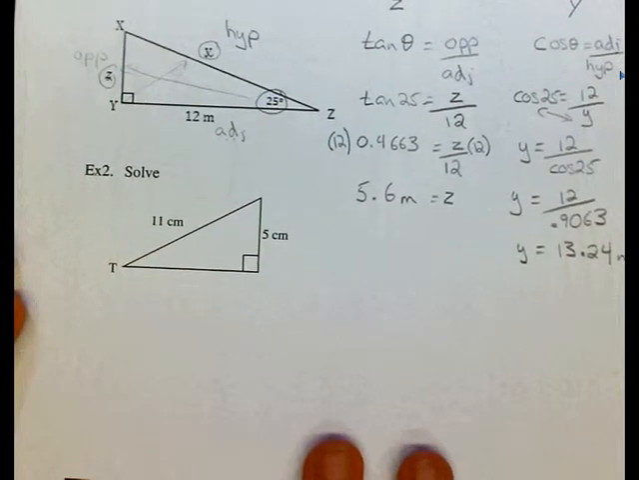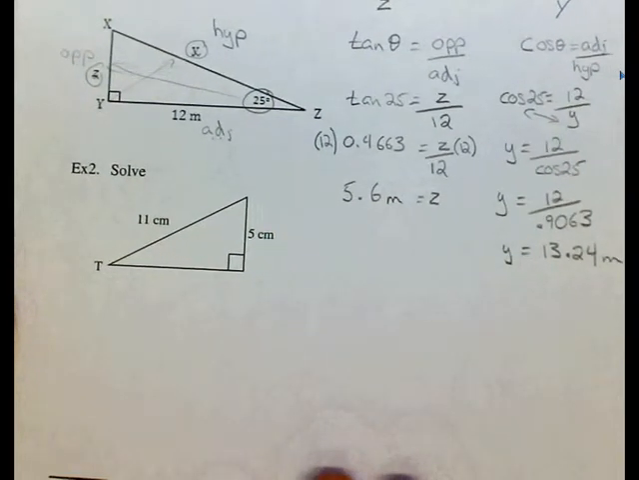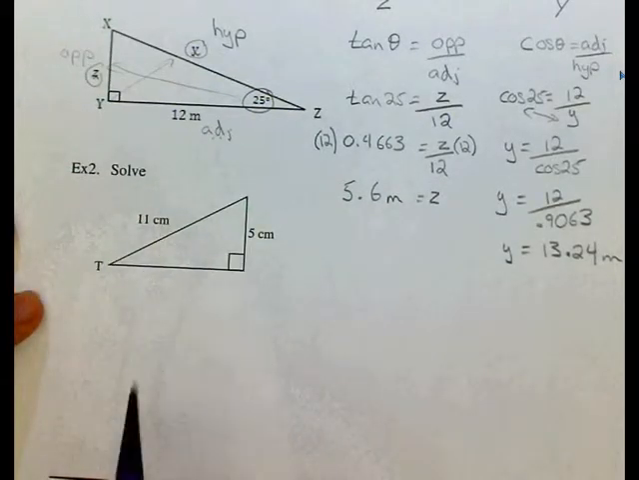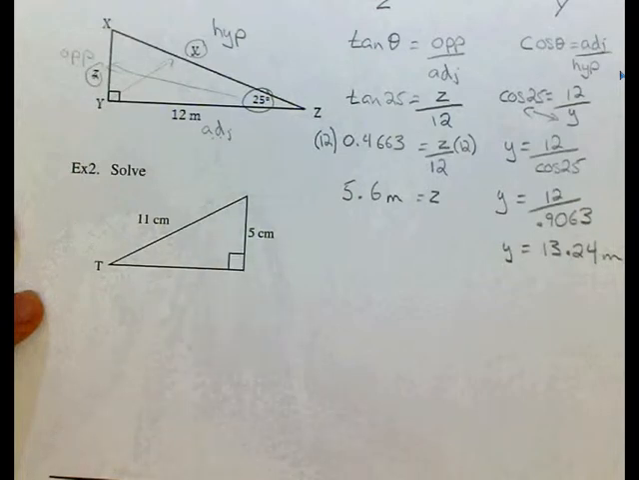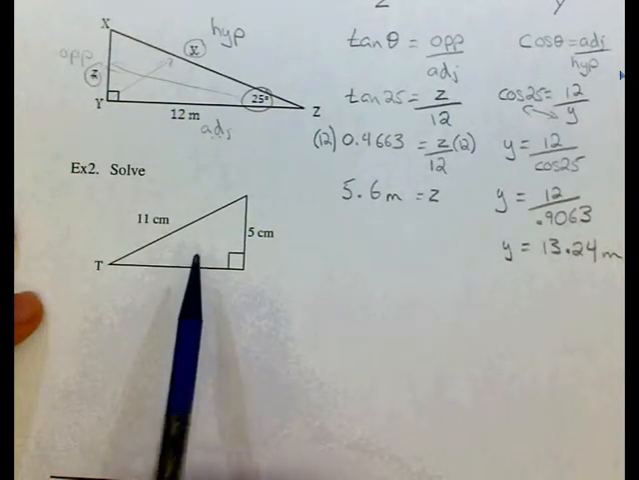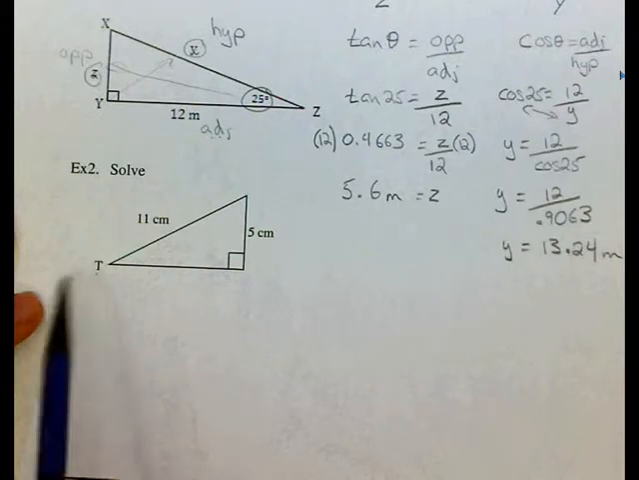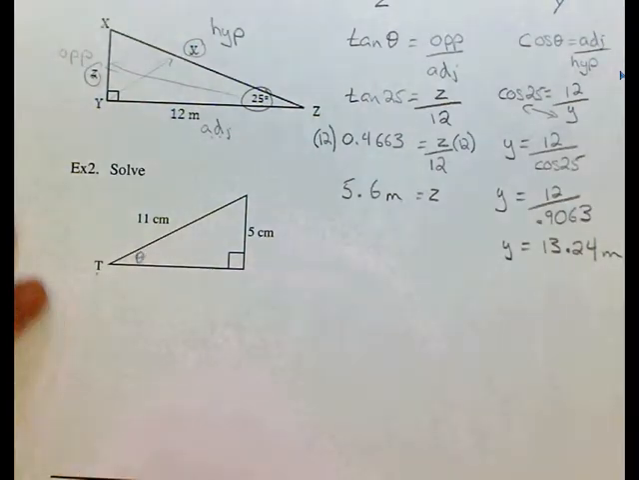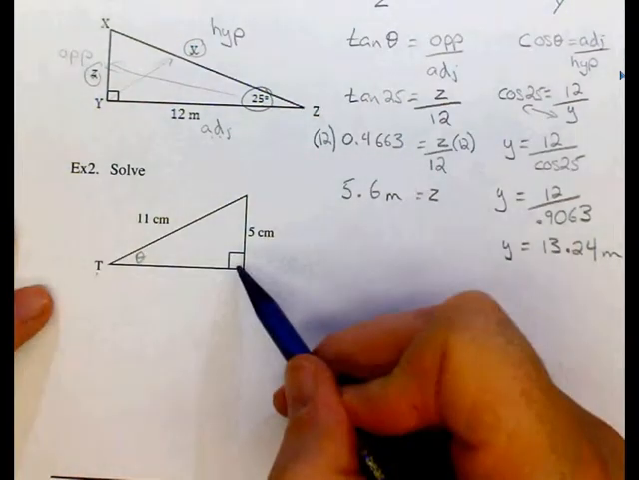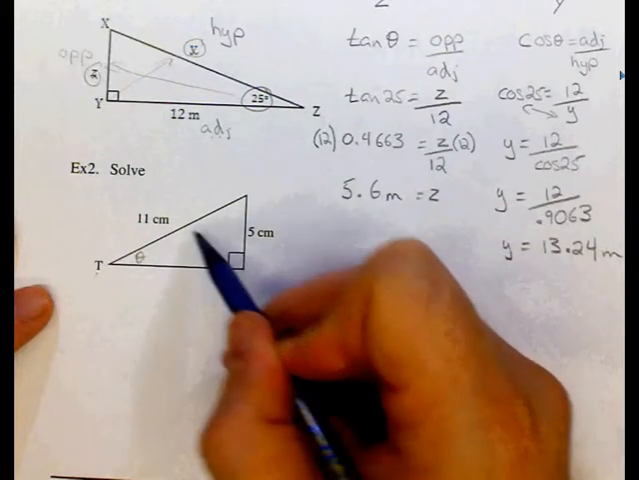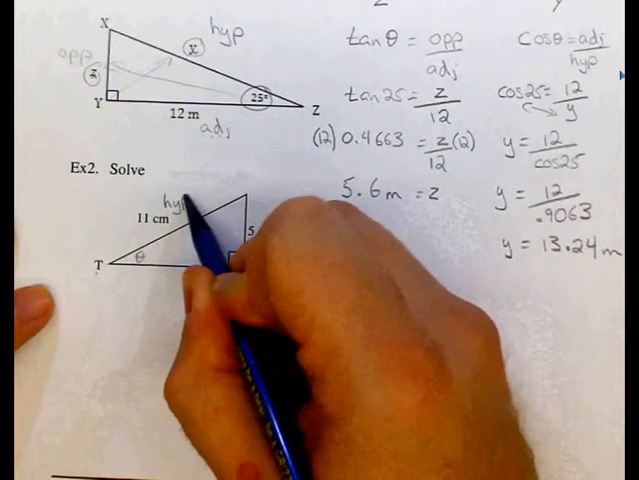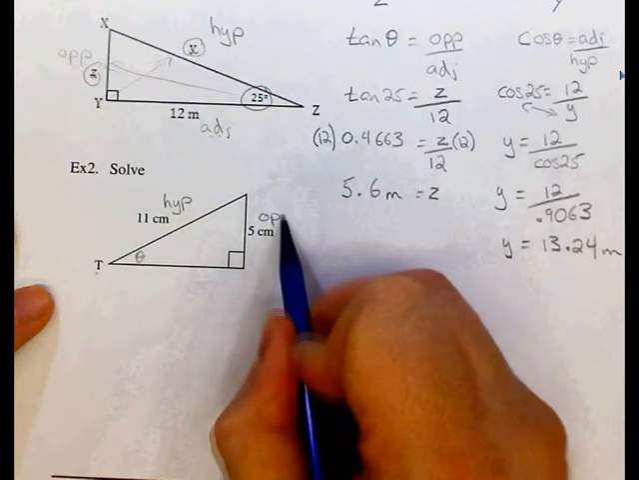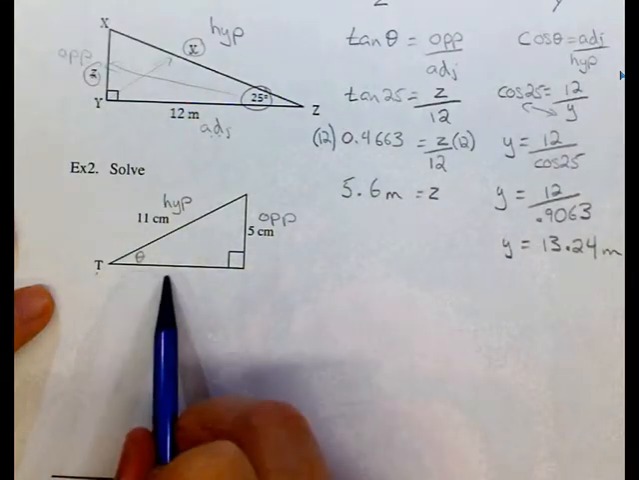Let's look at our second example. Example 2, we've got a right-angle triangle. First thing we do is find angle T. So in this case, this is our unknown, angle T. Let's label our triangle. Start with our 90, go through it to get the hypotenuse. Start with the angle, go across to get the opposite, which leaves the adjacent down here.